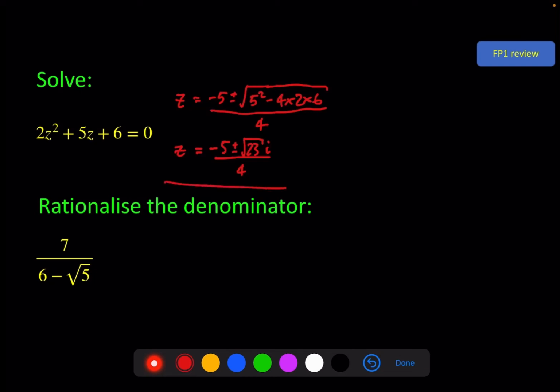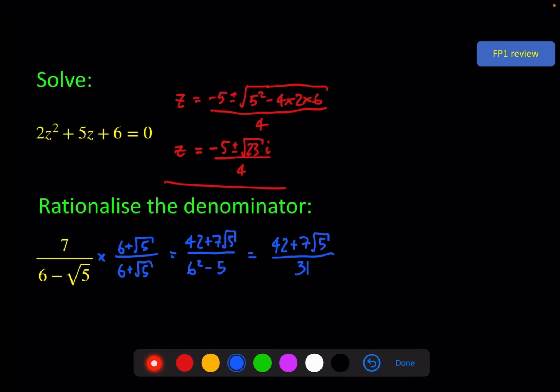Second, rationalizing the denominator. I hope that you remember this from your GCSE work. We multiply top and bottom by something very similar to the denominator, but different enough that we know it will produce a non-surd or rational number in the denominator. That's because when you do 6 times root 5 and 6 times minus root 5, they cancel out. And you end up with 6 squared minus the square root of 5 squared, which is just 5. And on the top you get whatever the consequence is. Here we have 42 plus 7 root 5. So our rationalized number, and then simplified, is this. And we'll use an idea very similar to that later in the video.